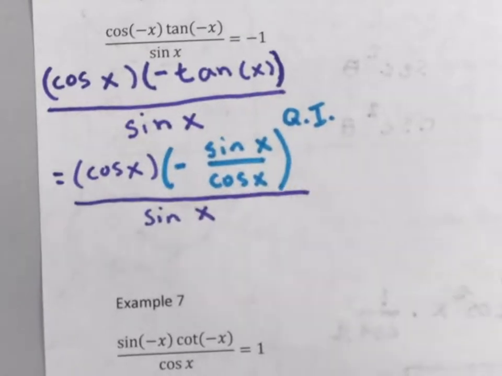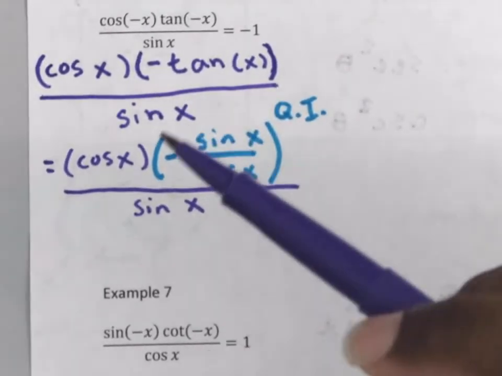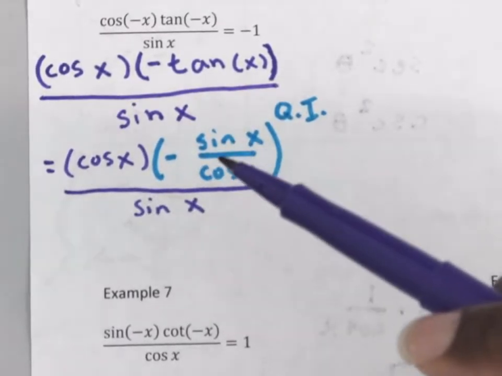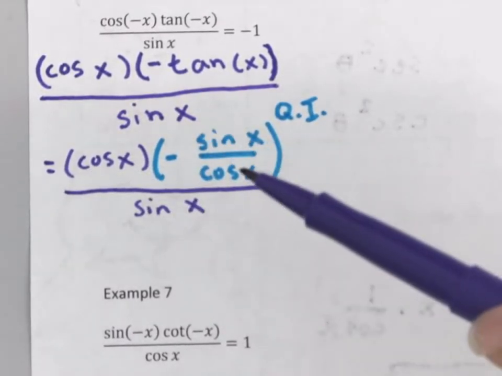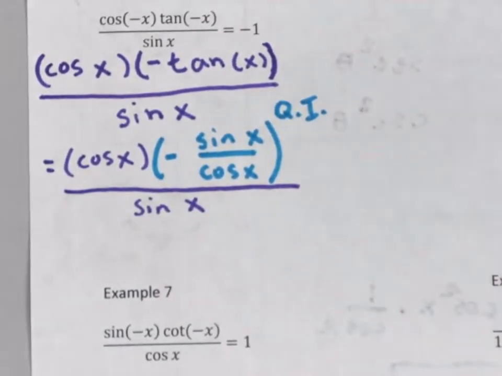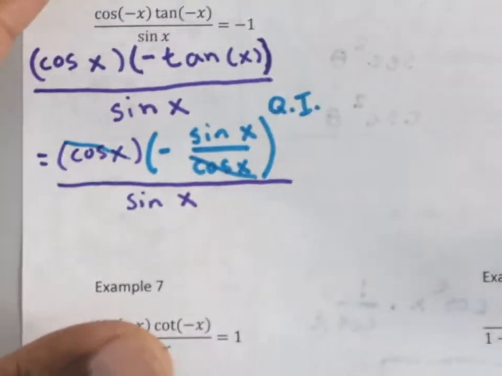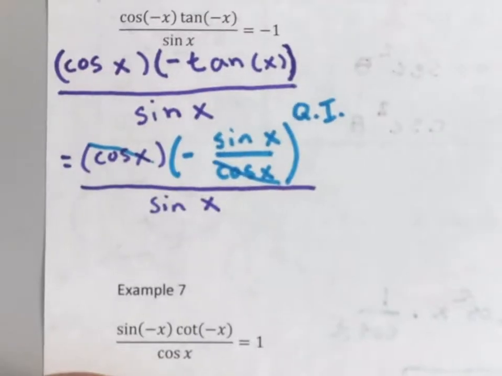Okay, does anything cancel now? If this is multiplication, right? Yeah, cosine divided by cosine, if I put all these together, would cancel out to be just 1. So I can cancel those two. Cosine divided by cosine will just be 1, leaving negative sine.